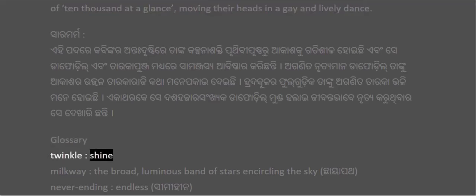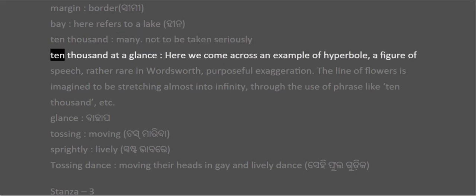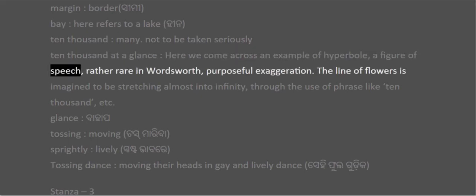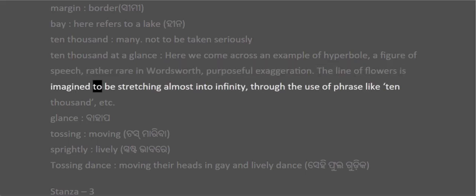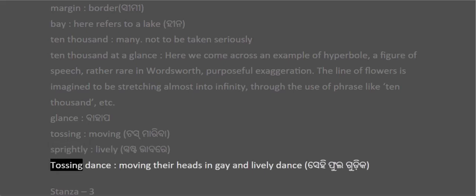Glossary. Twinkle: shine. Milky Way: the broad, luminous band of stars encircling the sky. Never-ending: endless. Margin: border. Bay: here refers to a lake. 10,000: many, not to be taken seriously. 10,000 at a glance: here we come across an example of hyperbole, a figure of speech rather rare in Wordsworth, purposeful exaggeration. The line of flowers is imagined to be stretching almost into infinity, through the use of a phrase like 10,000. Glance, tossing: moving. Sprightly: lively. Tossing their heads: moving their heads in a gay and lively dance.